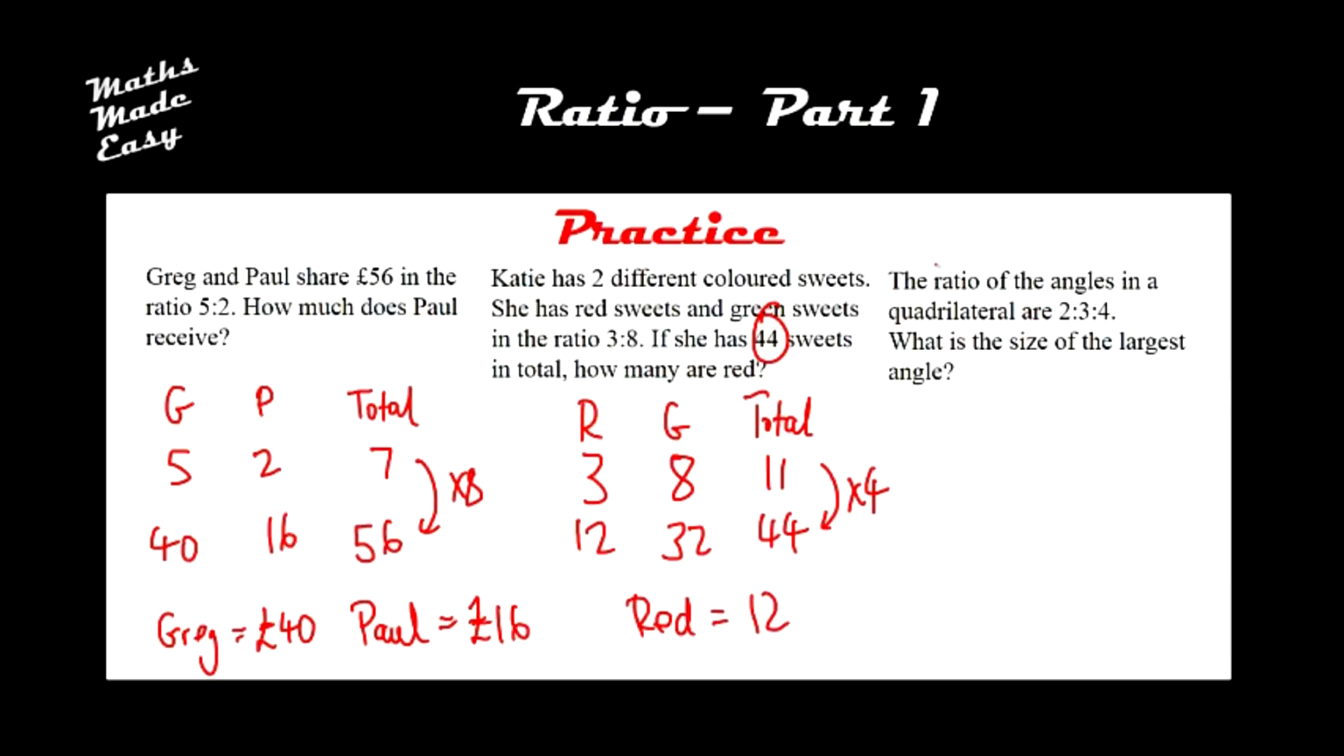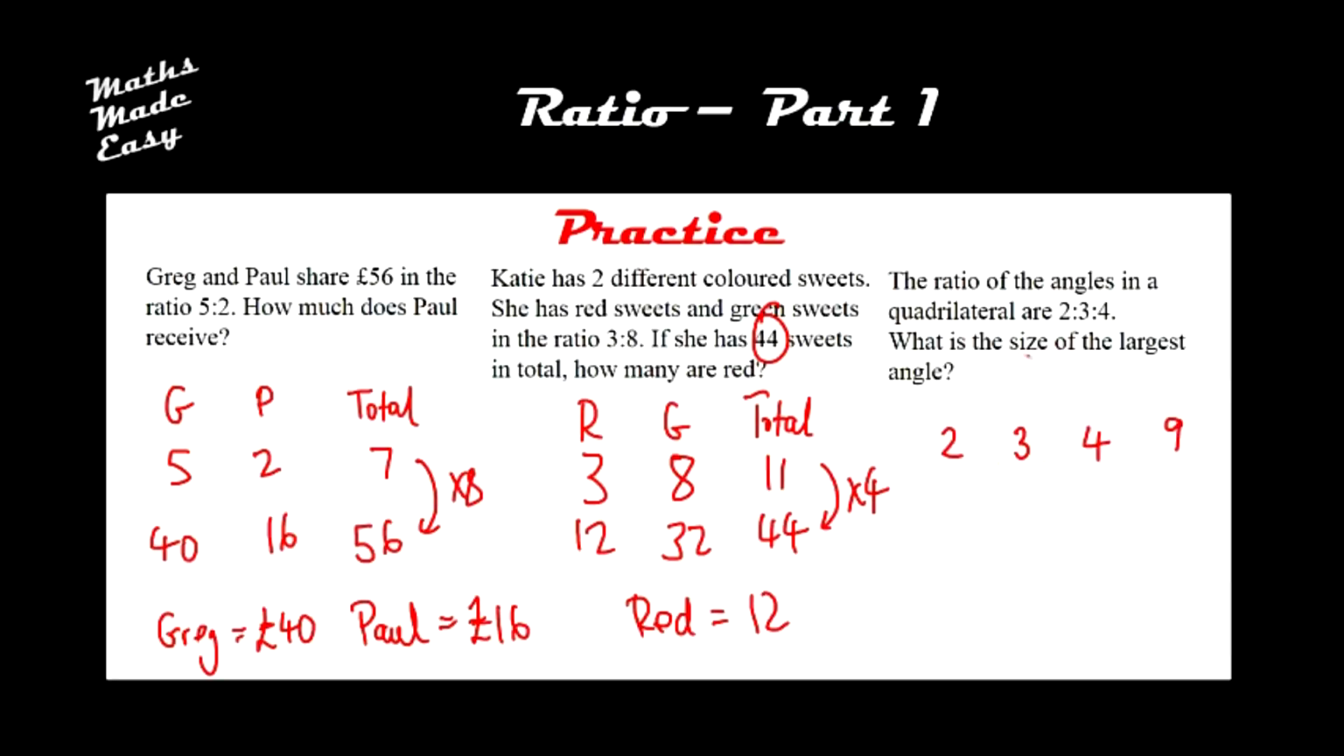And the final question, the ratio of the angles in a quadrilateral are 2, 3, 4. So we can't really label these this time because we don't have a name for them, so it's just the first angle, the second angle, and the third angle. So I'm just going to write the ratios down. We've got 2, 3, 4, and we still have a total. If we add 2, 3, and 4, we get 9.